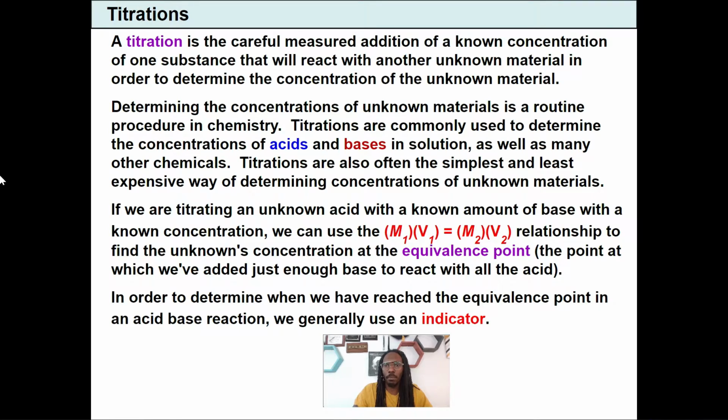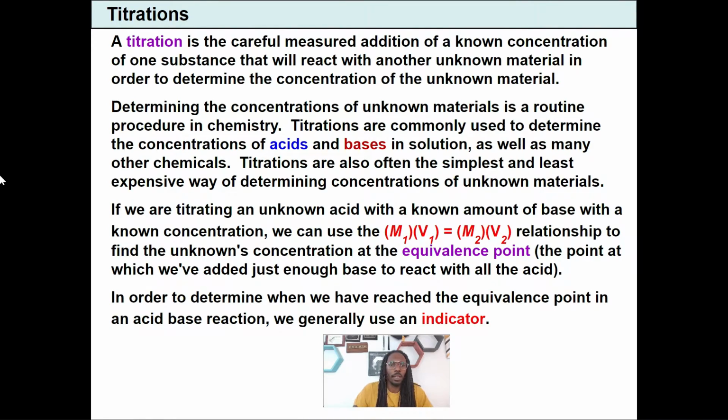Titrations are the most common, the most simple, and of course, the least expensive way of figuring out these concentrations. This is one reason why you always see this in your Chem 1, Chem 2 lab. In every single university, everybody does a titration. And that's just because it's a simple concept to teach, and it's very doable for any type of budget.